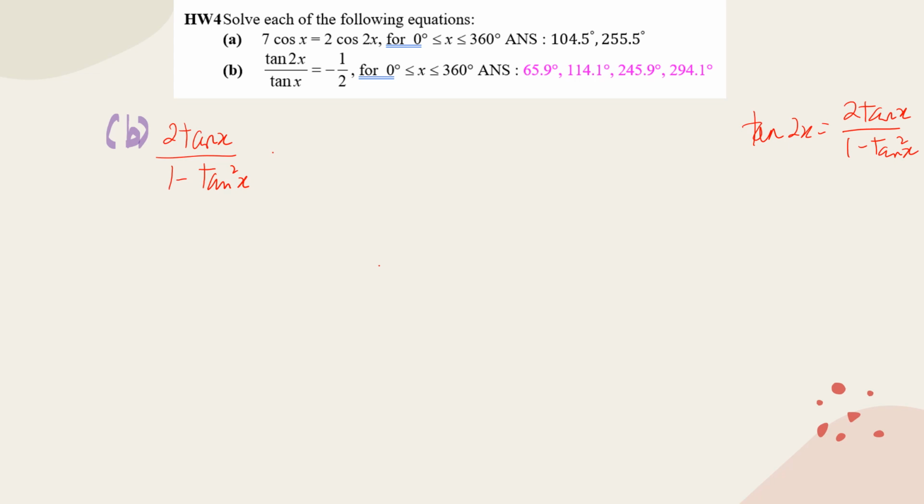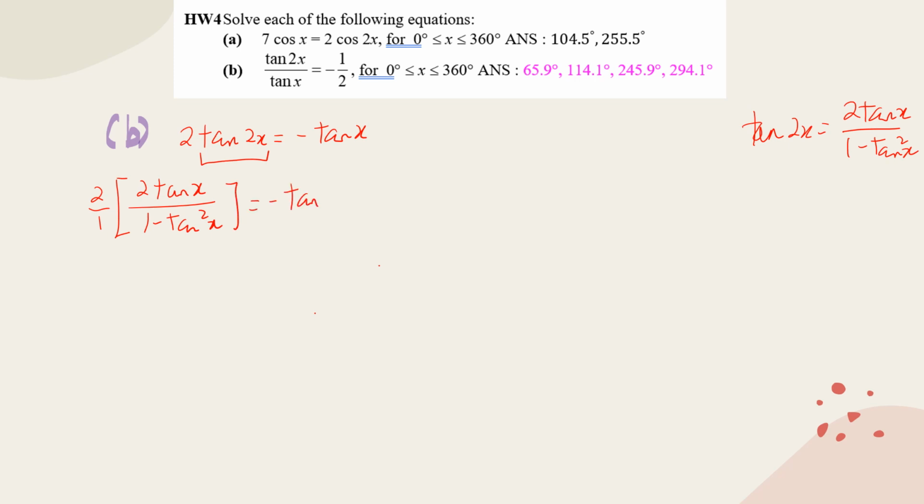Okay, what you can do is maybe you can cross multiply first, so that you don't have to deal with all the divide and things like that. So I'm going to take 2 times tangent 2x. So you will end up having 2 tangent 2x equals negative tangent x. And we're going to apply the double angle formula for this here. That will give us 2 tangent x over 1 minus tangent square x equals negative tangent x.